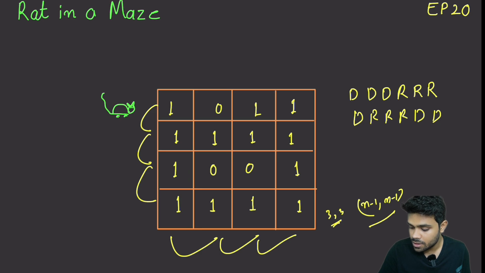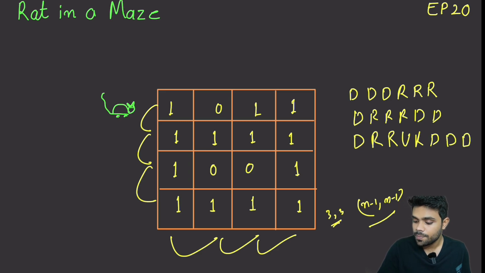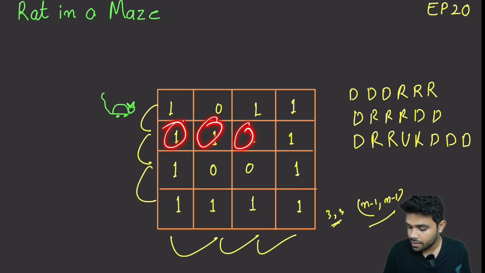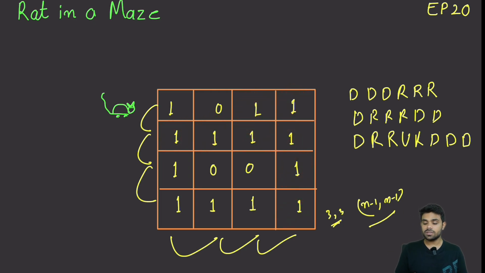So it's going to be down, then right, right, then up, then right, then down, down, down. So this is another possible path. Similarly, we have to generate all the possible paths.